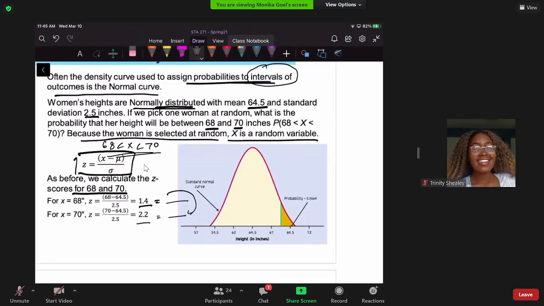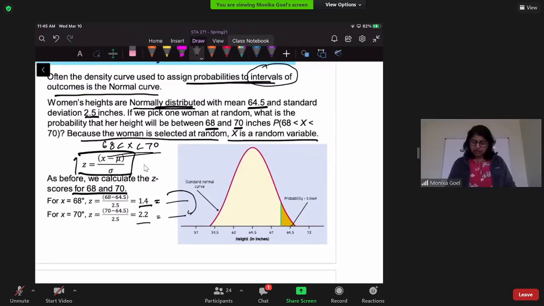No. And why not? Because when we look at this 64.5 and 2.5, when you add or subtract, you will not get the range of 68 to 70. If you get that range, then you don't have to use the table. Then you can work with your 68, 95, 99.7 rule.